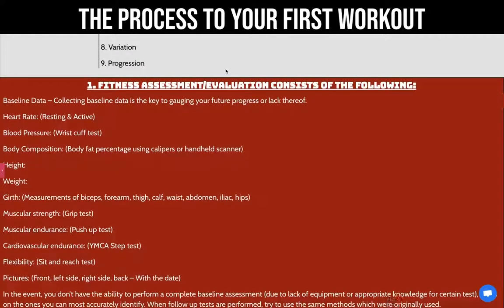So number one, fitness assessment evaluation consists of the following. The reason why this is important is, I'm just adding this in real quick. In order to know how far you're going or where you want to go, it's important to know where you start. So let's say, for example, you might be making substantial progress, but because you don't know where you started, you have nothing to compare it to. It could be discouraging sometimes because you might not think you're making great progress, and you just kind of have to rely on, I think I'm making good progress. Nope, that's not what you want to do.